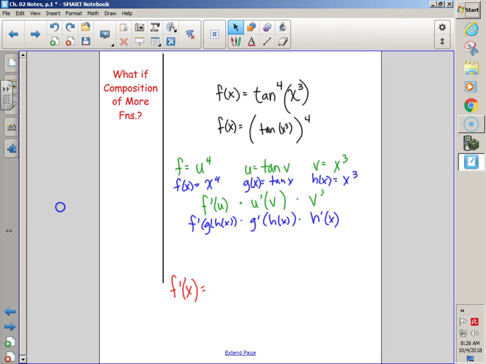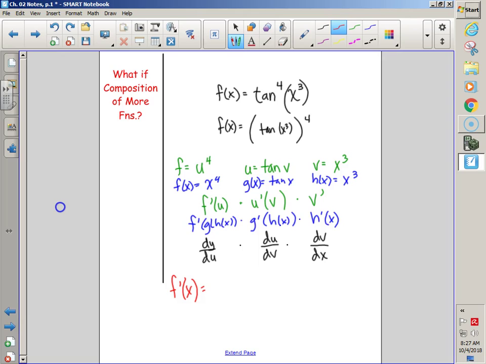And if you guys want to think of the other notation that we don't use very often, this one would be dy/du times du/dv times dv/dx. And this, Michael, is why we get to stop, because we finally get to the x's. We finally get to the x's. And then we're like, oh.